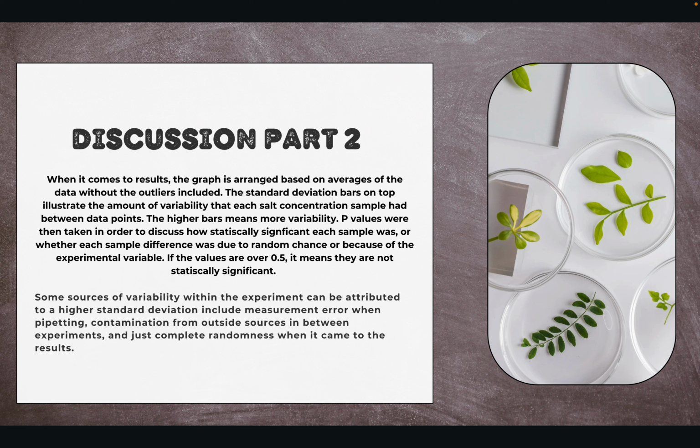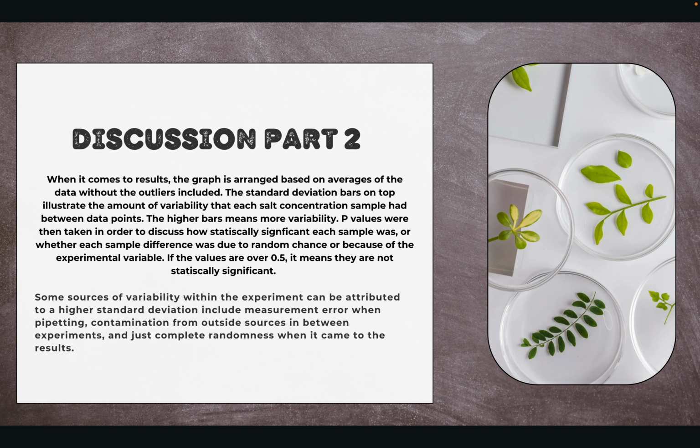So when it comes to results, the graph is arranged based on the averages of the data without the outliers included. This is just explaining standard deviation. So standard deviation is the amount of variability that the sample had between data points. So between the salt concentrations within them, how much variability they had. And so higher bars mean more variability, lower bars mean there wasn't as much variability.